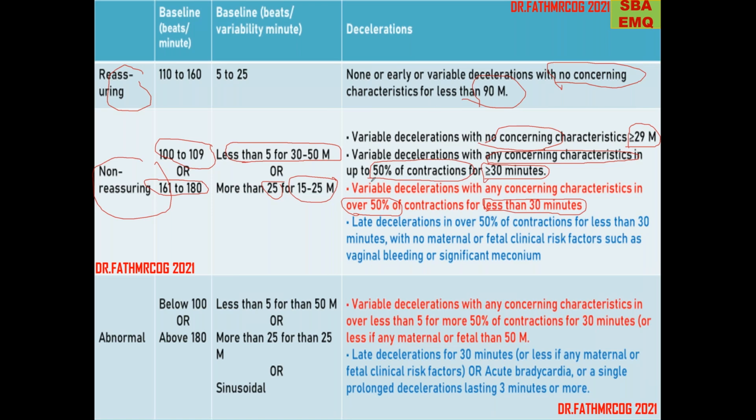This is regarding the variable deceleration. And late deceleration is over 50% of contraction for less than 30 minutes with no maternal or fetal clinical risk factors such as vaginal bleeding or significant meconium. This is classified as non-reassuring. Is it clear, reassuring?